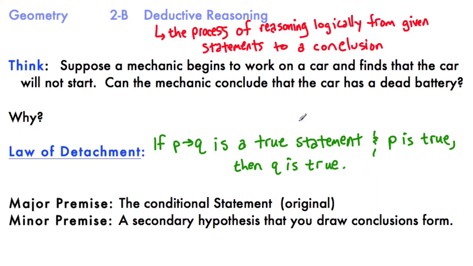In the last lesson we talked about our conditional statements, where they're always valid, but they're not necessarily always true. So the law of detachment says if our conditional statement, P implies Q, is true, and we know that P, remember P is the hypothesis, is true, then that forces the conclusion to be true, according to our conditional statement. So the major premise in the law of detachment is the conditional statement. That's the original one that we're given. Minor premises are any secondary hypotheses that we draw conclusions from.